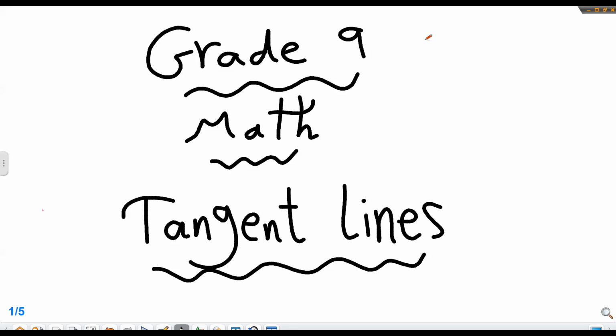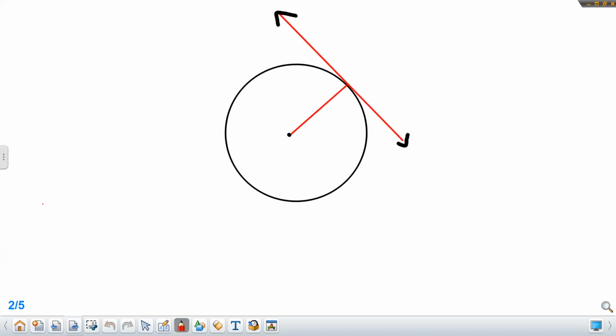Welcome grade 9 student. Today inshallah you will study a new lesson in geometry, which is tangent lines. First you must recognize the circle and some concepts on it.